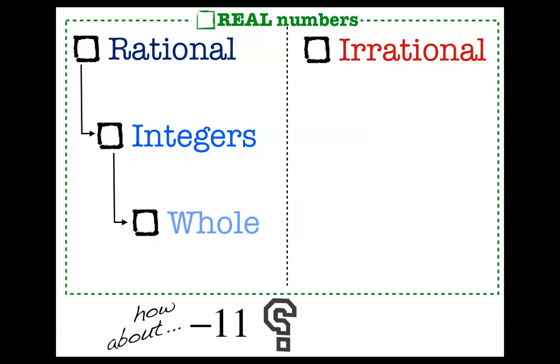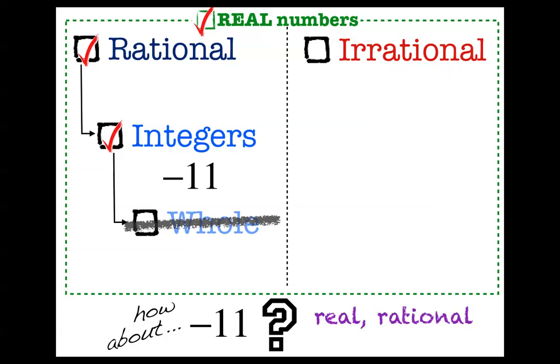One more. How about -11? -11 is an integer, right? It's a roundish number. It's negative, but that's okay. Integers can be negative. Is it a whole number? No, it's not a whole number because it's negative. But is it rational? Yeah, because you could write it as -11/1, and it's still real. So this particular number is real, and it's rational, and it's an integer, but it's not an irrational or a whole number. So basically what we're doing is taking these 5 words, real, rational, integer, whole, irrational, and picking which of the 5 words go with that number.